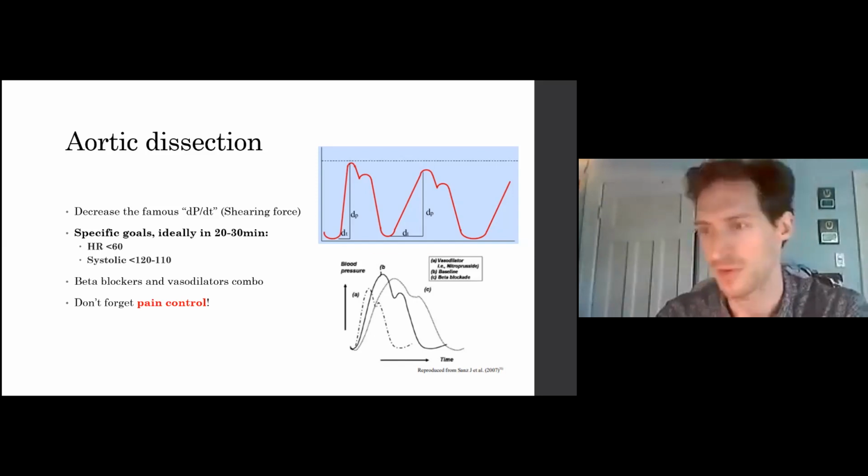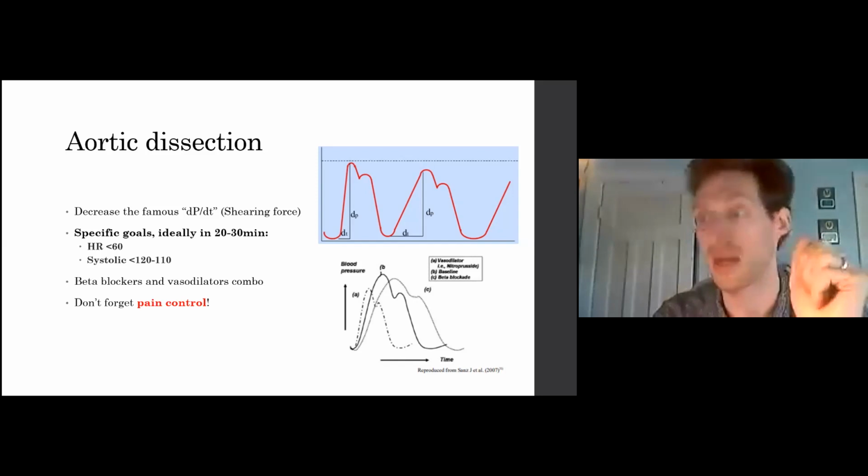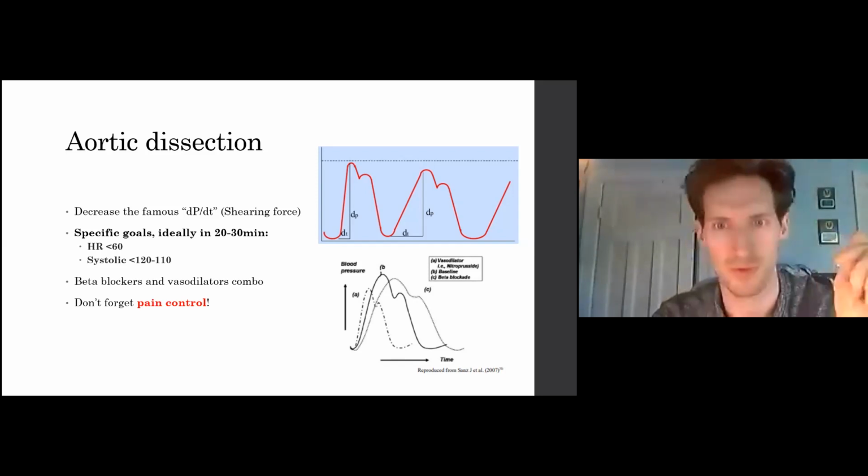Right, don't forget pain control. These patients are in a lot of pain and it has a very high adrenergic drive. So pain control for these patients is quite important.